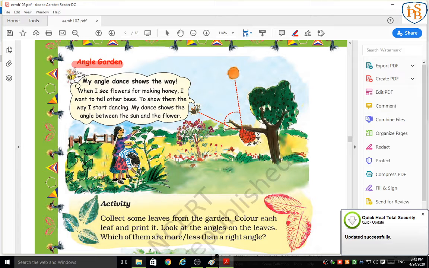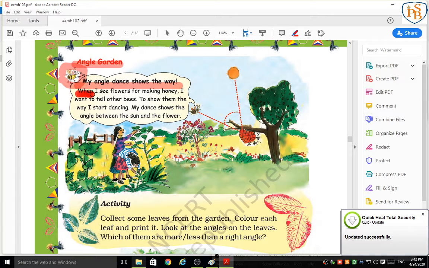Let's start. My angle dance shows the way. Someone is there who said, my angle dance shows the way. Can you guess, students? Who is she? Who is it? Yes, you can see over the picture. Who am I? Yes, I am a bee.